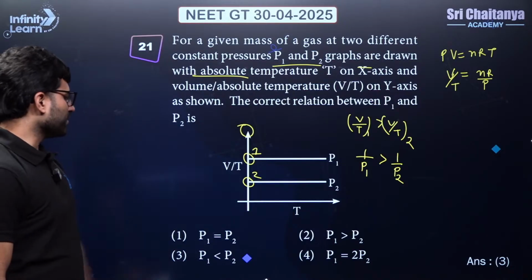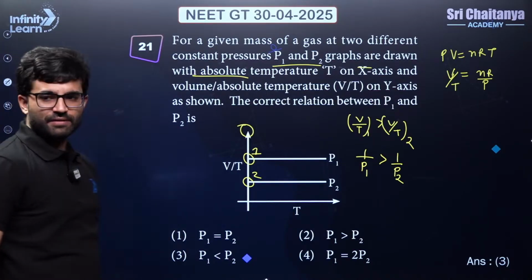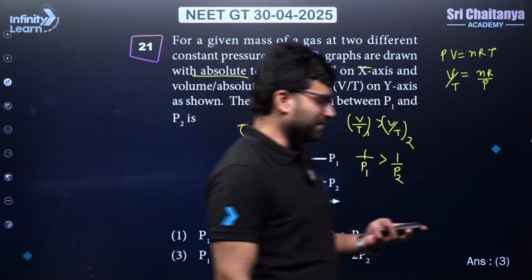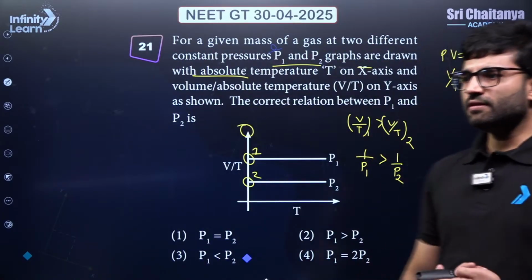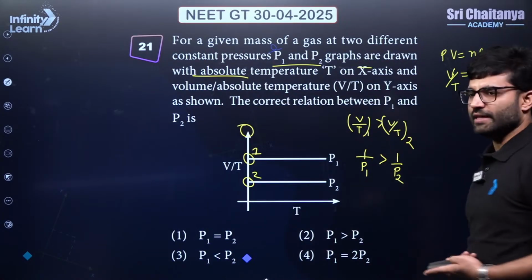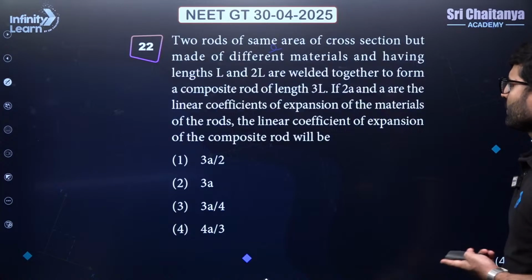And from here you have to calculate the relation. Very simple. 1 by P1 is greater than 1 by P2, right? If you take the reciprocal, what will happen? The relation will reverse, right? P2 will be greater than P1.